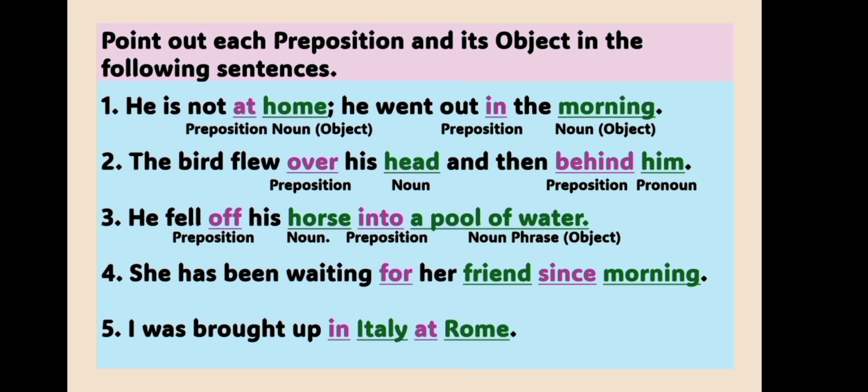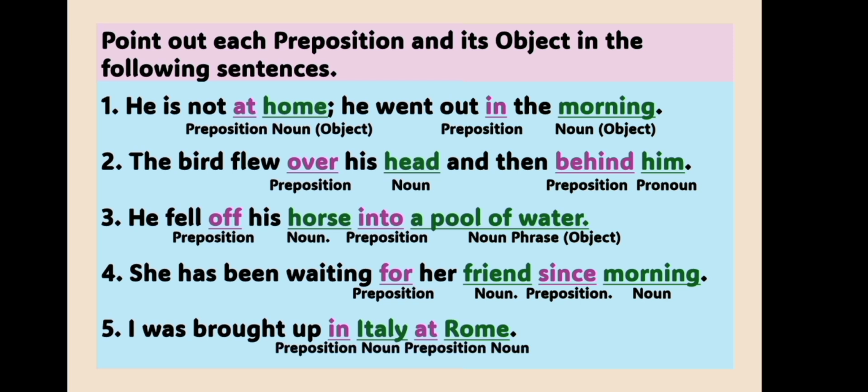Number 4. She has been waiting for her friend since morning. In this sentence, for and since are prepositions, and their objects are friend and morning respectively. Number 5. I was brought up in Italy at Rome. Here also we have two prepositions, and they are in and at, and their objects are Italy and Rome respectively.